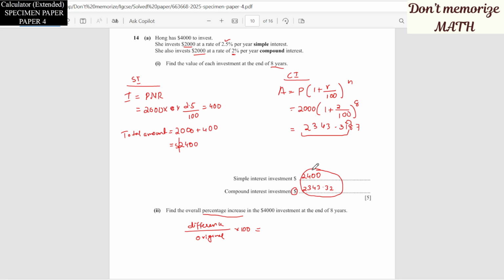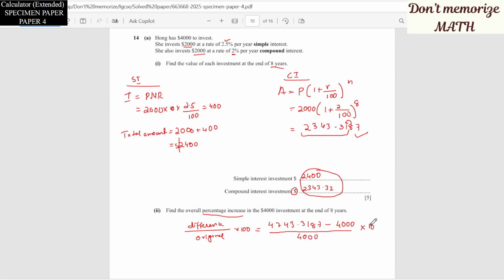Difference means how much they got after 8 years. Let's find out. 2400 plus 2343.32. Instead of that you can just press answer. So the total amount is 4743.3187 after 8 years. I just added these two. Then minus 4,000, the investment amount. So that is the difference over the original value. The original they had is the same, 4,000.